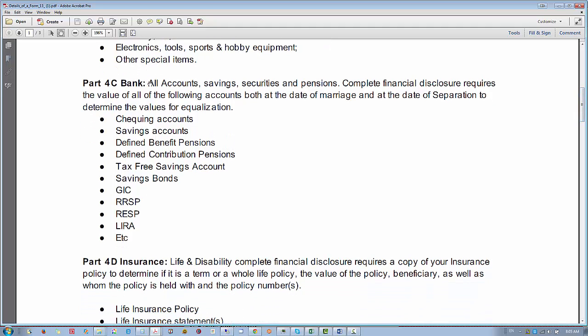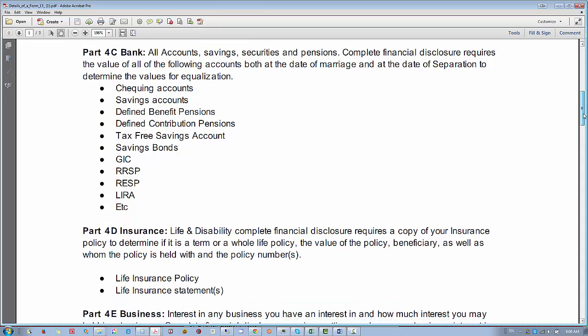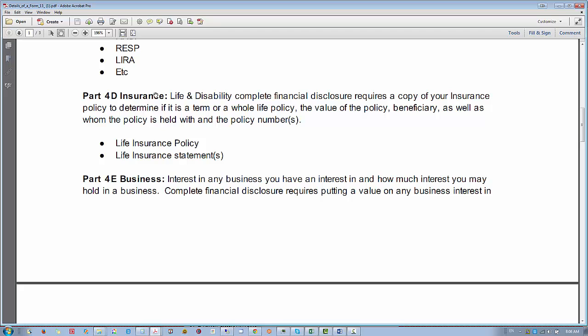Then there is part 4C, which is everything about your banking. This will be your checking account, your savings, maybe defined benefit pensions or defined contribution pensions, your tax-free savings accounts, savings bonds, GICs, RSPs, RESPs, LIRAs. LIRA is a pension that you may have held when you worked at a previous employer. Part 4D is life insurance. This is all your life insurance policies, both life and disability.